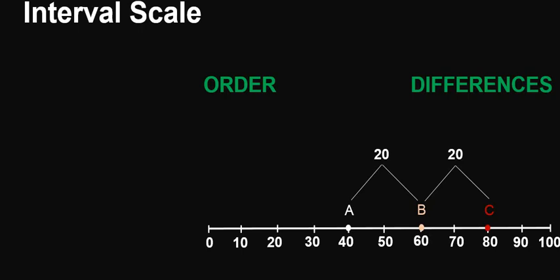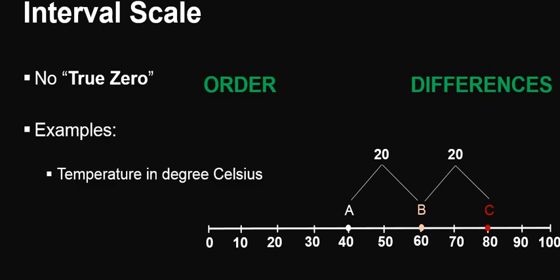For example, temperature in degrees Celsius. Whenever temperature is expressed in the form of degree Celsius, 0 degree Celsius is not equal to the absolute zero. There is still some amount of temperature present in any object. For example, ice. It's not an absolute zero. When it is expressed in the form of Kelvin, it is 273 Kelvin. So the zero here does not signify true zero. So that's the main feature of the interval scale.